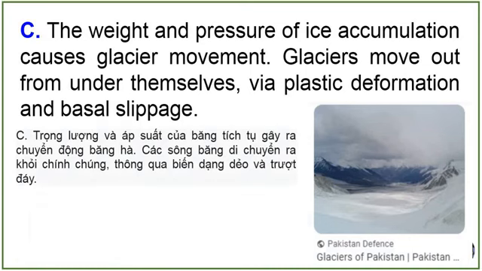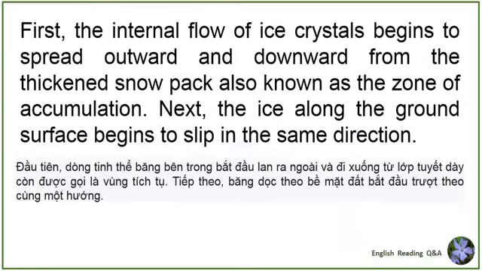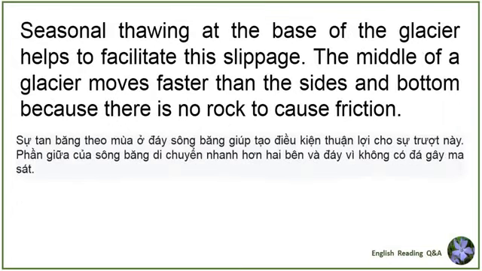Glaciers move out from under themselves via plastic deformation and basal slippage. First, the internal flow of ice crystal begins to spread outward and downward from the thickened snowpack, also known as the zone of accumulation. Next, the ice along the ground surface begins to slip in the same direction. Seasonal thawing at the base of the glacier helps to facilitate this slippage.